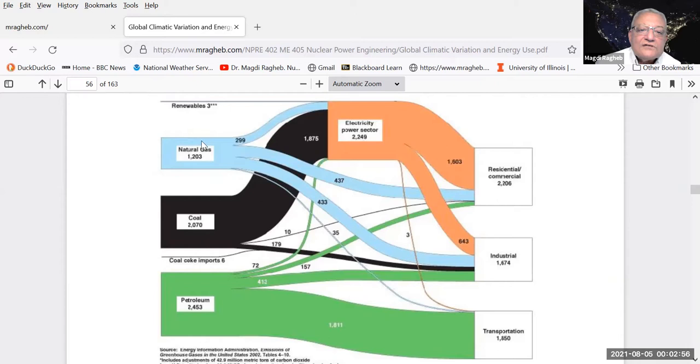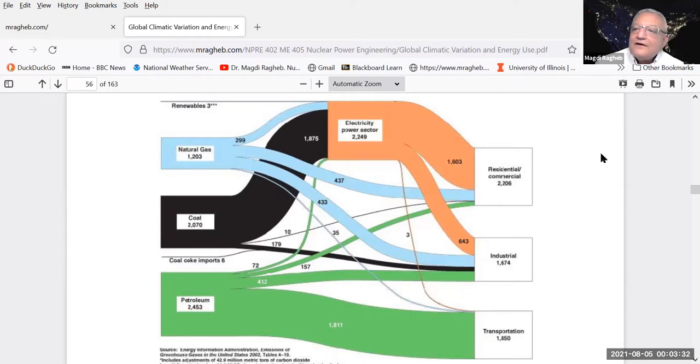We are still only getting our electricity here, you could see here, primarily from coal, and petroleum is used in the transportation system. Natural gas is contributing a little bit to electricity, but also to residential use and industrial use. We are still dependent fully on the hydrocarbons, which are really stored energy from nuclear energy, from the fusion in our sun. Energy has been stored over 200 million years.